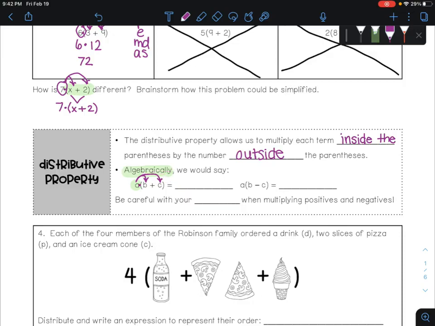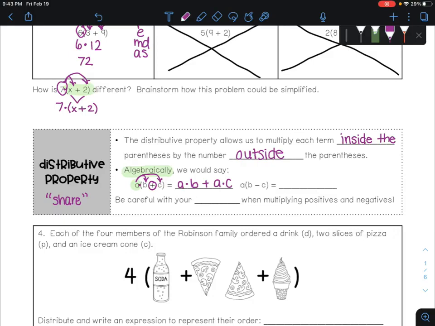So when we share it with multiplication, it looks like this. A shared with B, A times B, plus A times shared with the C, A times C. Okay? So let's call our keyword for the distributive property share, or sharing, because we're sharing with multiplication the thing out front, the coefficient out front.